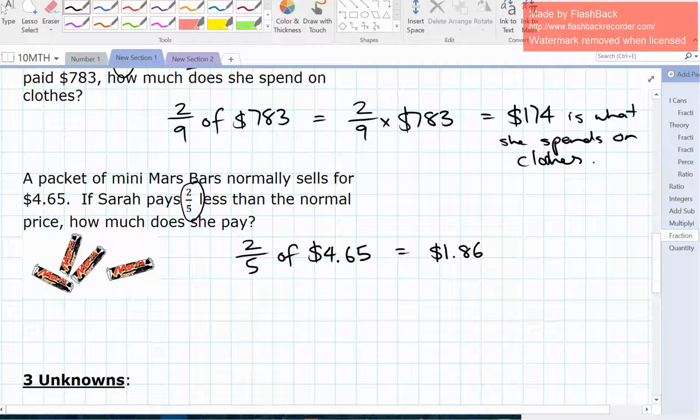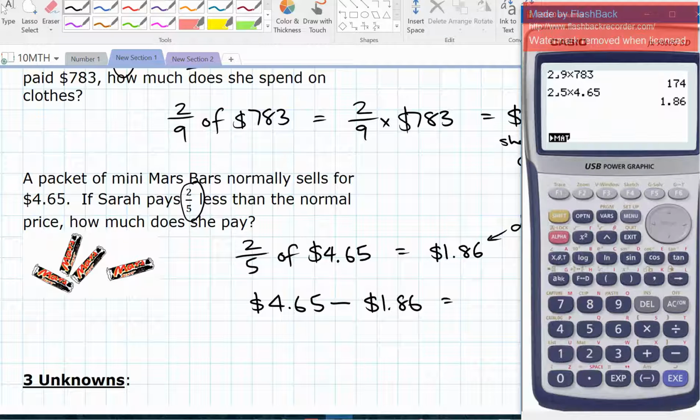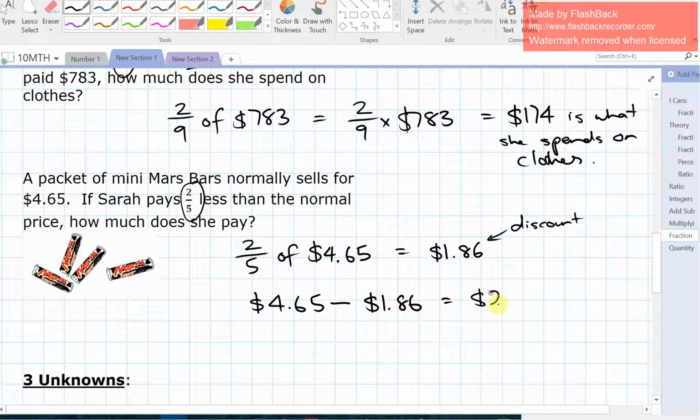So now we want to subtract $1.86 from $4.65. So that $1.86 is actually the discount, if we're talking about a discount. So $4.65 minus $1.86, so $2.79 is what she pays.